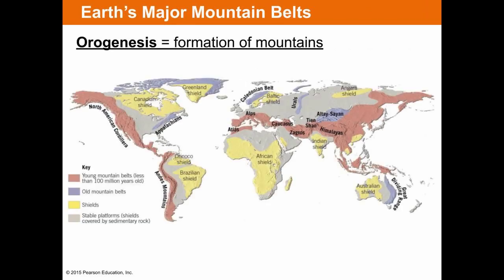We've talked about plate tectonics and their motion. We've talked about deformation and faulting. Now we can get into orogenesis, or the formation of mountains. The world itself is covered with a vast variety of different mountain types.